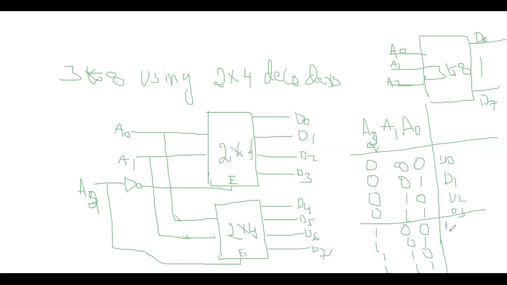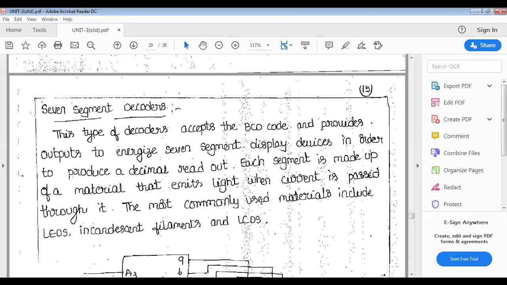Now here D4 is high, remaining all are zeros. D5 is high, remaining all are zeros. D6 is high, remaining all are zeros. And D7 is high, and the remaining all are zeros. Like this, we can design the higher-order decoders using the lower decoders. Following, my students? So with this, the decoders and the encoders are completed.